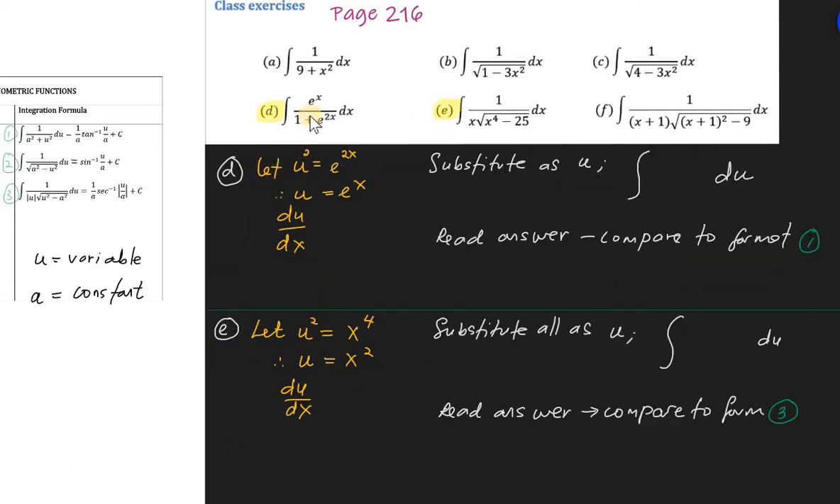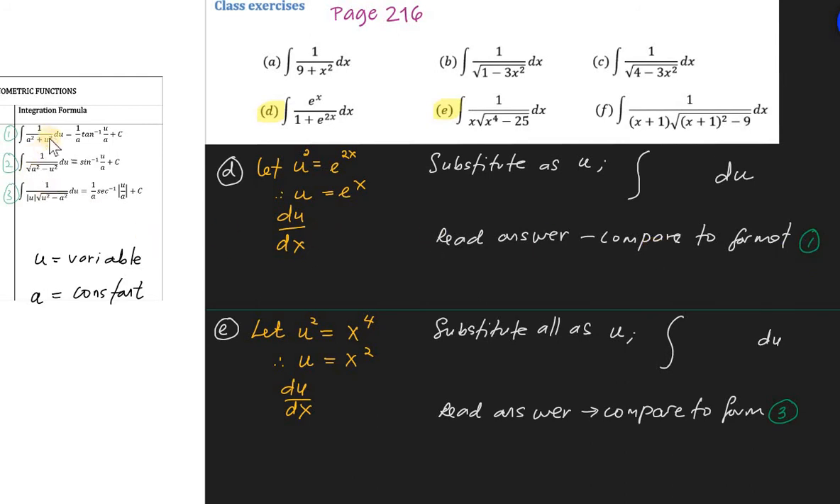For question D, we start with letting u squared be e power 2x. So the u is e power x. Then you need to differentiate. Here it will test whether you know how to differentiate this exponent. Look into your formula list for this. Then substitute everything in terms of u, and then you are to compare for the answer.